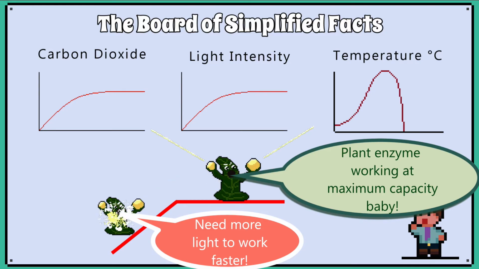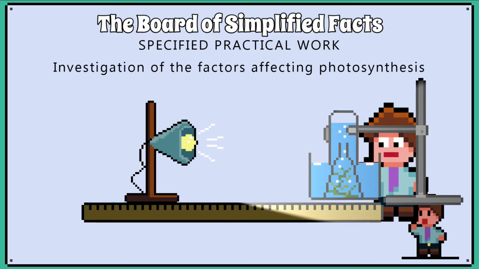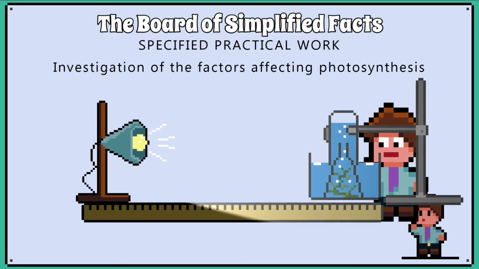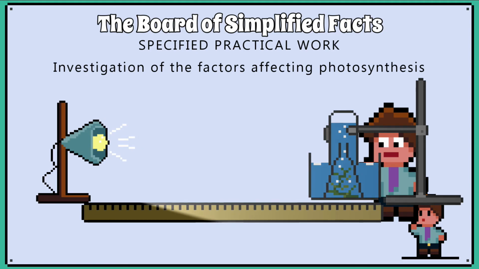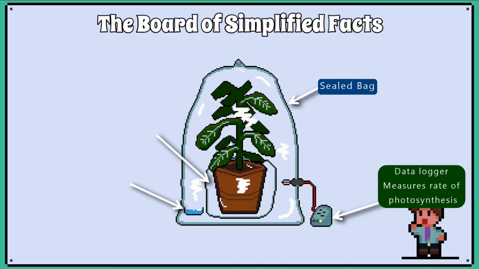We will cover how to interpret these graphs and the specified practical, which is an investigation looking at how changing light intensity affects the rate of photosynthesis in pondweed. Here we have a plant inside a sealed bag. There is a data logger that's measuring the atmosphere inside the sealed bag.